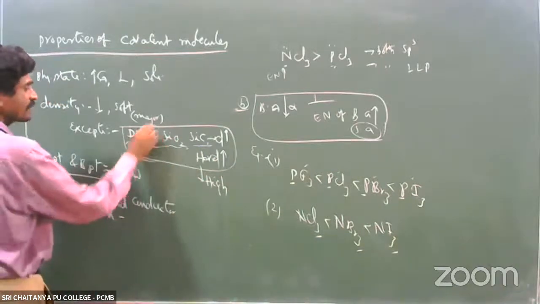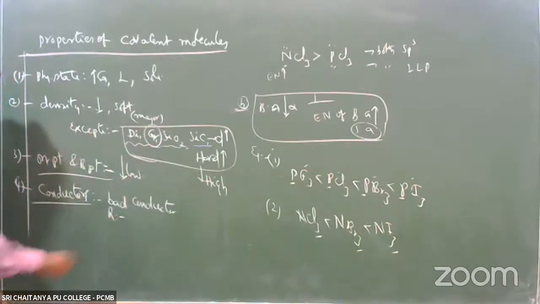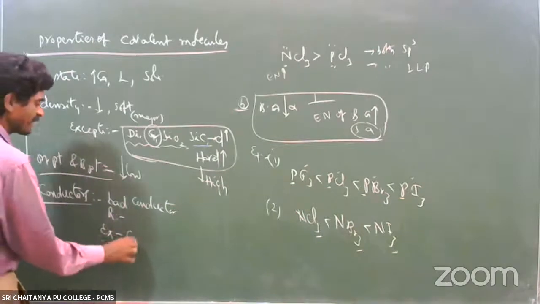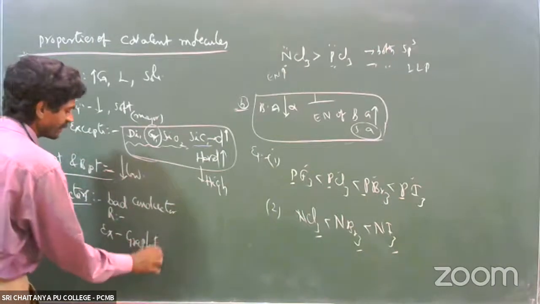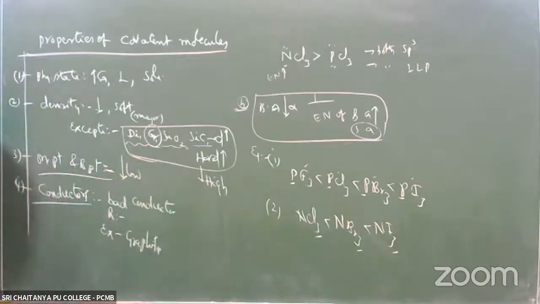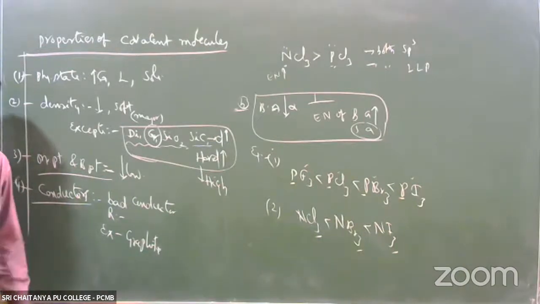This is except for graphite. Only one exception is there, that is called graphite. Graphite is a good conductor of electricity. Why? Because in graphite, on each carbon atom, one free electron is there, that is a mobile electron. So carbon has 4 valence electrons.